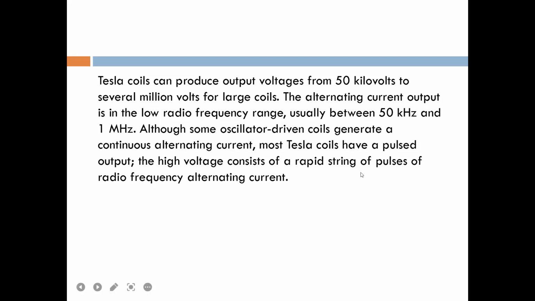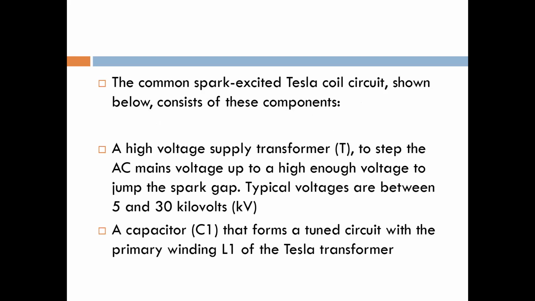The alternating current output is in the low radio frequency range, usually between 50 kilohertz and 1 megahertz. Although some oscillator-driven coils generate a continuous alternating current, most Tesla coils have a pulse output. The high voltage consists of a rapid string of pulses of radio frequency alternating current.